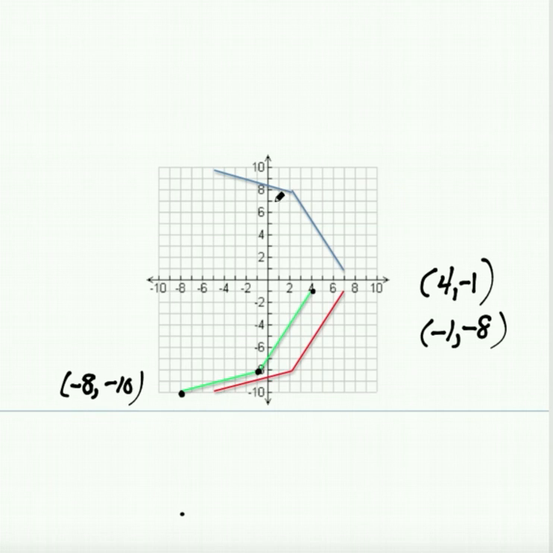So again, the blue was my original function. I took that original function and first reflected across the x-axis, which gave me this red graph. And then the last transformation was to take that red graph and shift each of those points 3 units to the left. So my green graph is my solution.